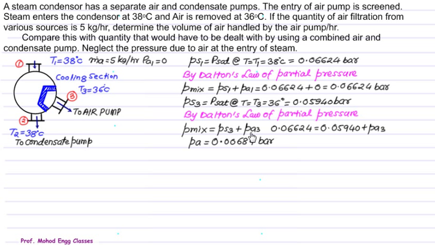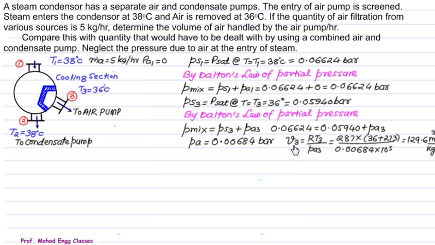We have PS3 plus PA3 equals P mix. Condenser pressure throughout remains constant, so we substitute the same value of P mix, equal to 0.06624. PS3 is equal to 0.05940. So the partial pressure of air at section 3 is equal to 0.00684 bar.